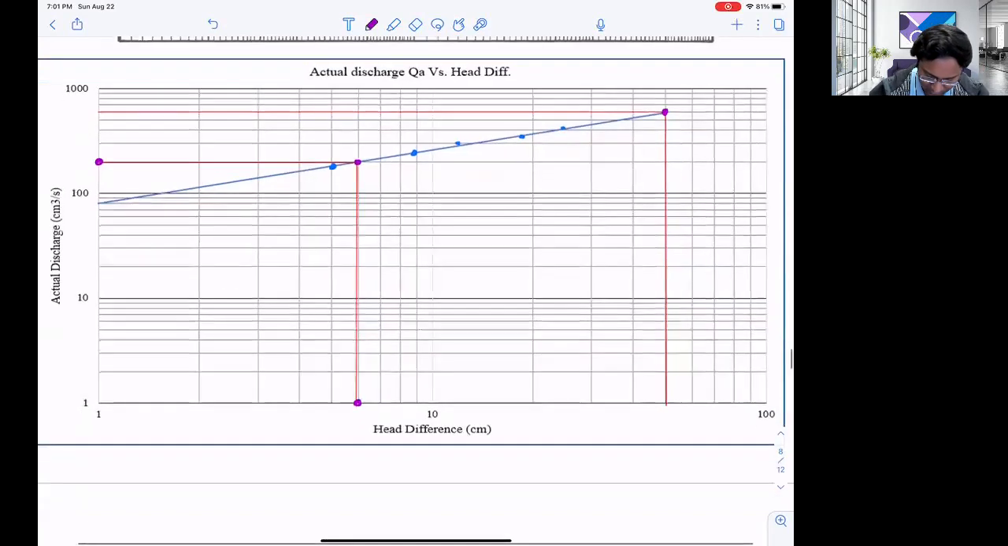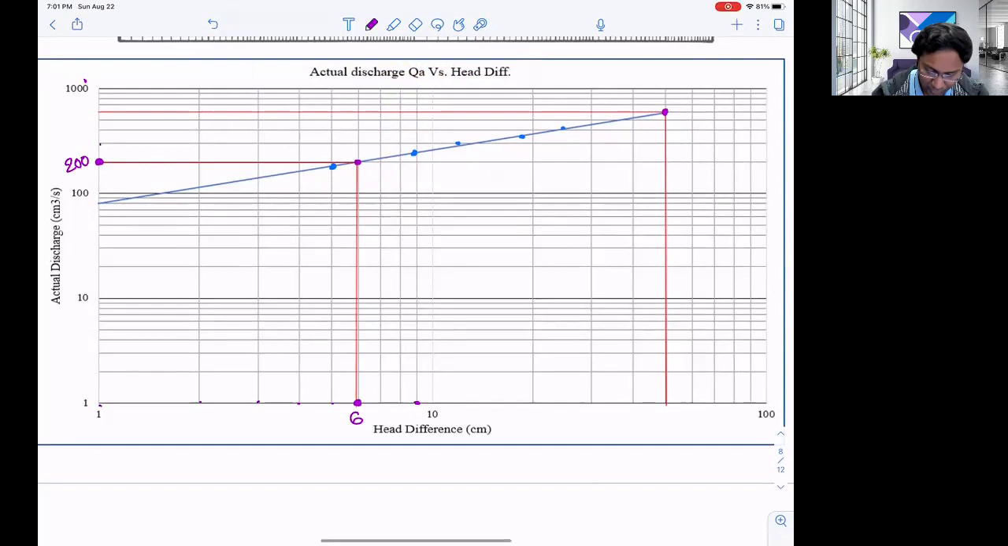So what will be the value of H here? Since it is 10, right? This point is 10. It is 1, 2, 3, 4, 5, 6. So it is 6. And then the corresponding value of QA: this is 100, this is 200, 300, and then this is 1000. So that will be 200.